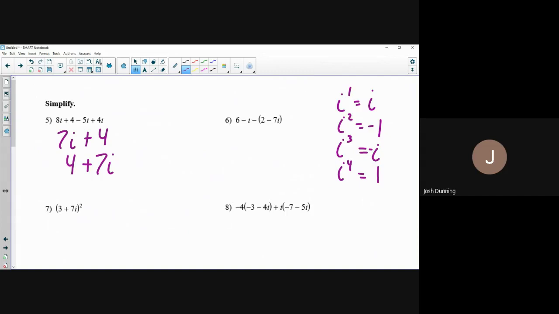On 6, we're distributing the minus. So that becomes -2, but then plus 7i. 6 minus 2 is 4. -1i plus 7i is 6i.